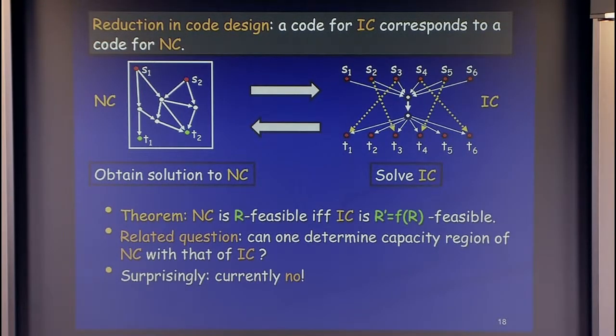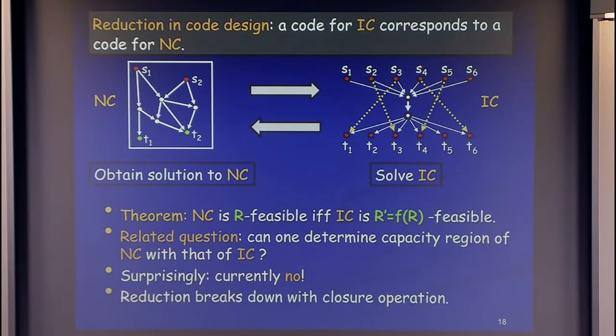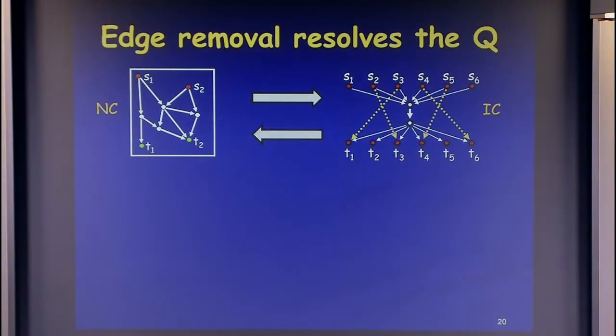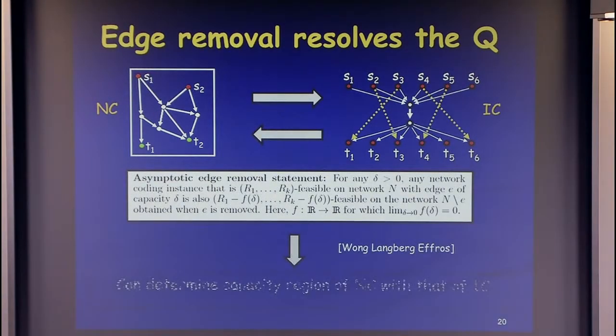And again, one could ask how to overcome this, and this was open, and it's been a difficult and challenging problem, but I'll just say in one word that edge removal resolves this also, and just like the previous case, we get an if and only if connection, in the sense that we can characterize the capacity of network coding with the capacity of index coding if and only if this asymptotic edge removal statement is true. I'll actually jump almost to the end.